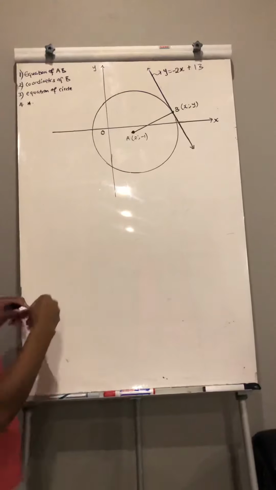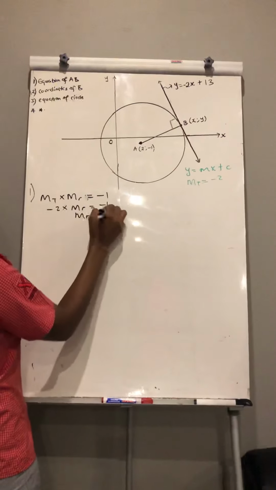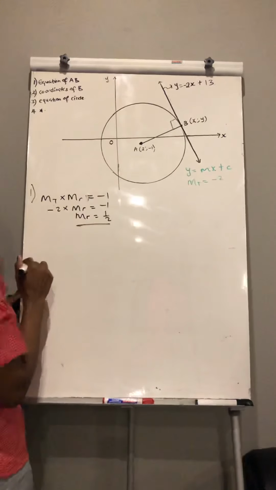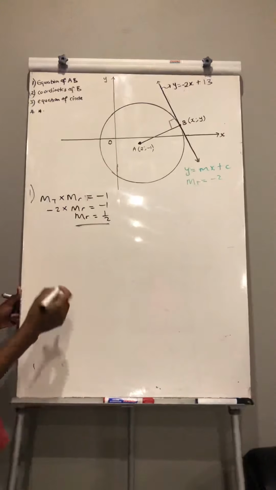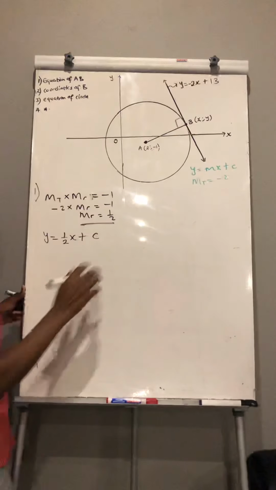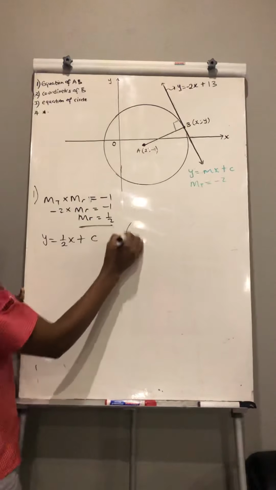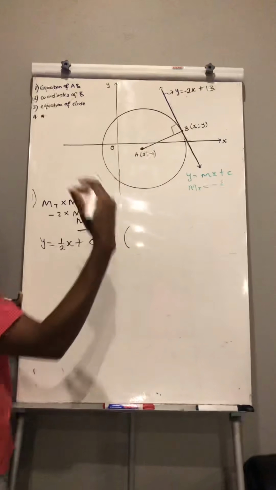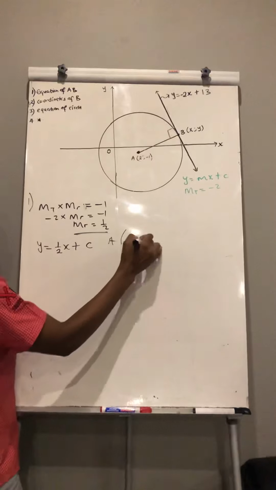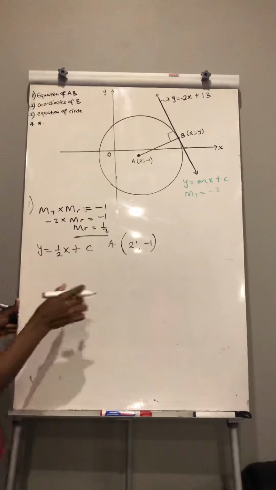So what we know, however, is that the gradient of the tangent and the gradient of the radius, their product is negative 1, since these two lines are always perpendicular to each other. So if I put minus 2 here, you can easily get the gradient of the radius to be equal to a half, or just do the negative reciprocal, it's a bit faster. So if we want the equation of this line, we already know that it should be y = half x + c. We already know m is a half, so we just need a coordinate which is on this line that we know, and that will be coordinate A.